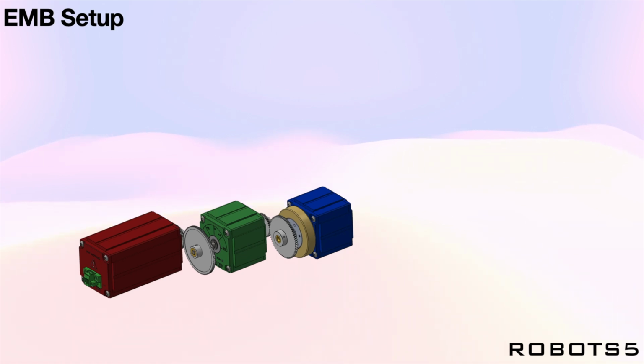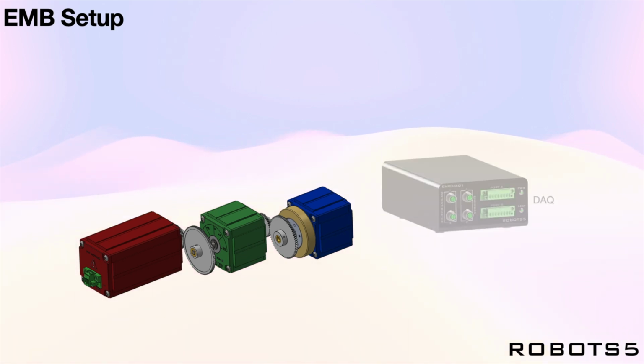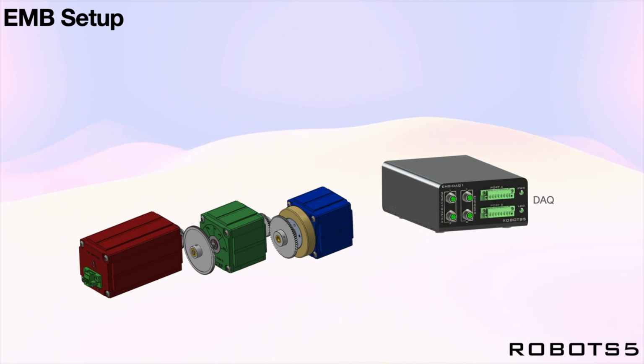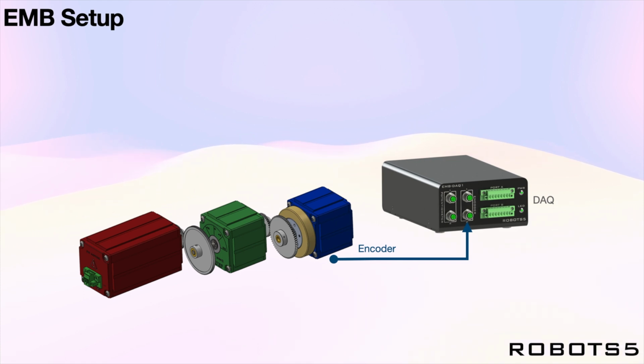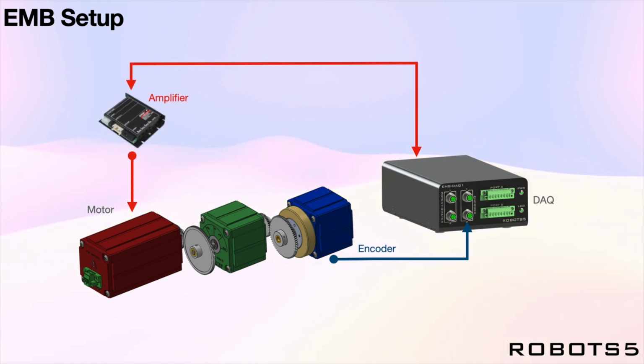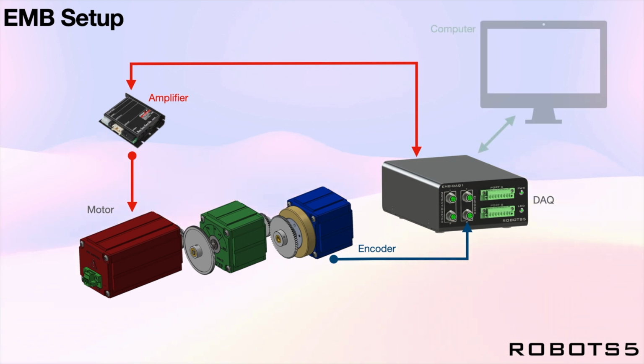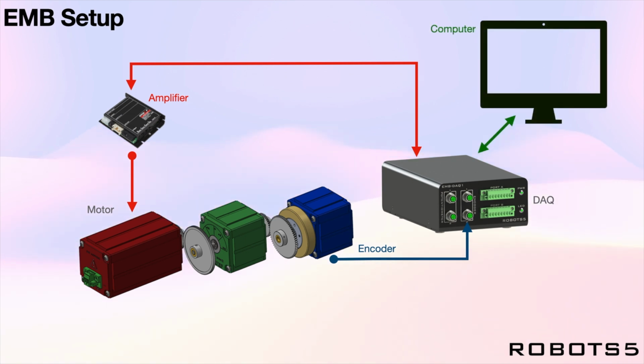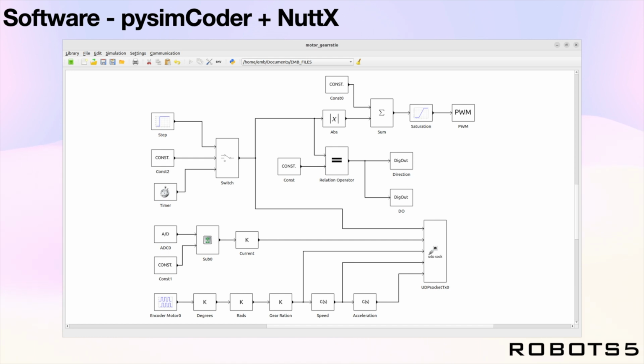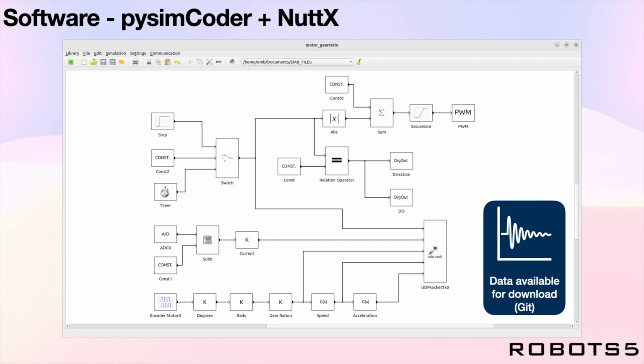Now let's look at how to interface with the plant. We're using one of our DACs for data acquisition and real-time control. The encoder is fed into the DAC. An amplifier in current control mode powers the motor. A host computer is used for programming and interfacing with the DAC, and we also have an e-stop for safety. We are using pysimCoder and NuttX for controls and auto-generation of real-time control code that is deployed to the target. All the data collected is available for download.